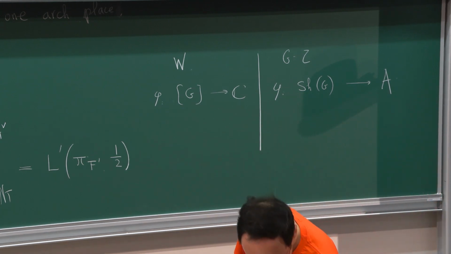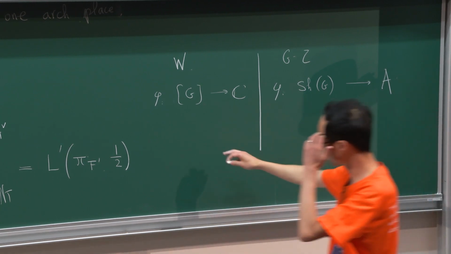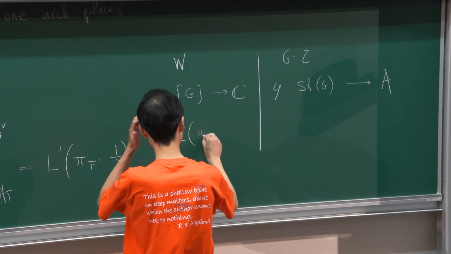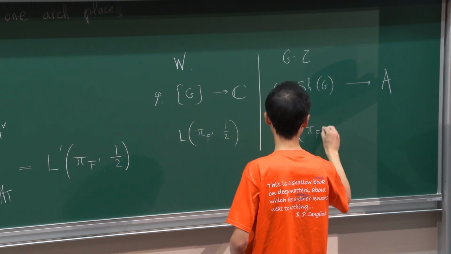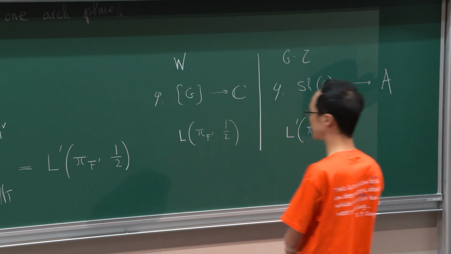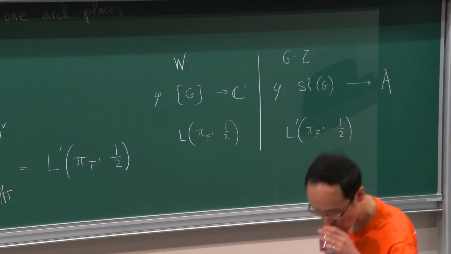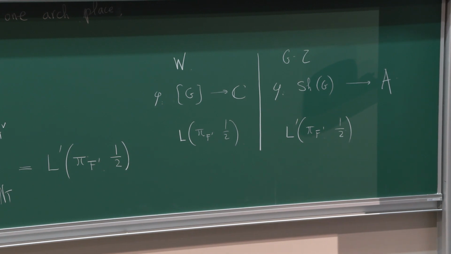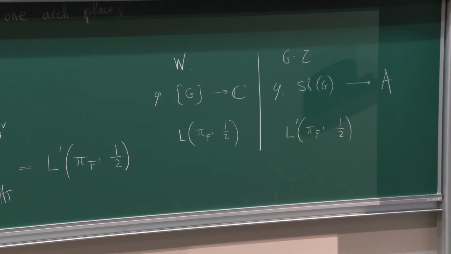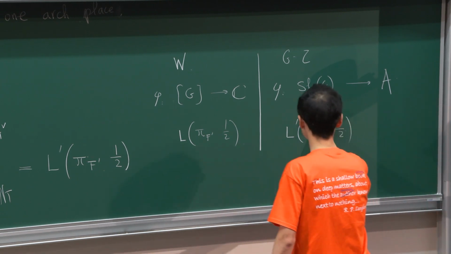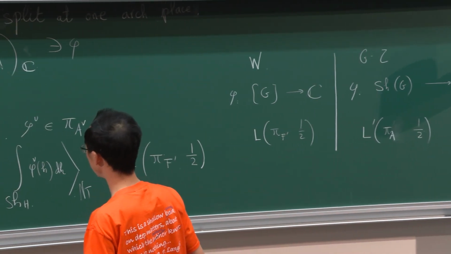Of course this suggests a pattern to generalize. Here you get a central value, the L function L of pi_A base change to f prime at one half. And here you get the derivative of L of pi_A base change to f prime at one half. Oh, the base change, that's pi_A base change to f prime. And also the dual, right? It's self-dual. Otherwise there'd be a symmetry.